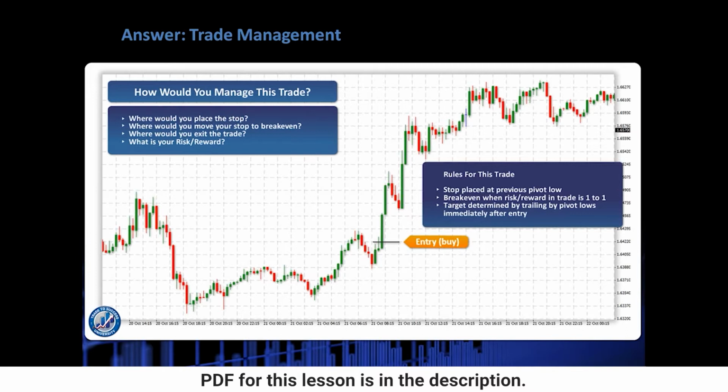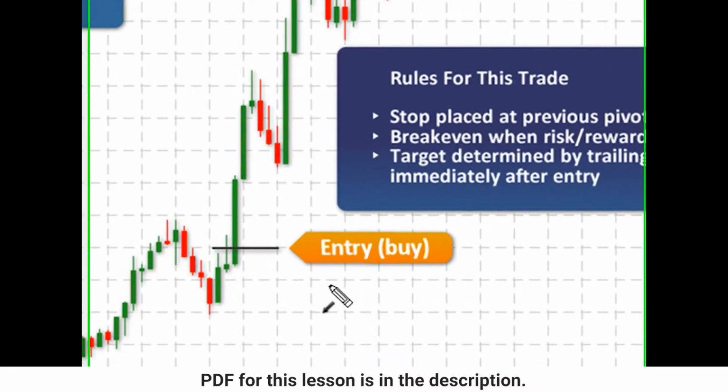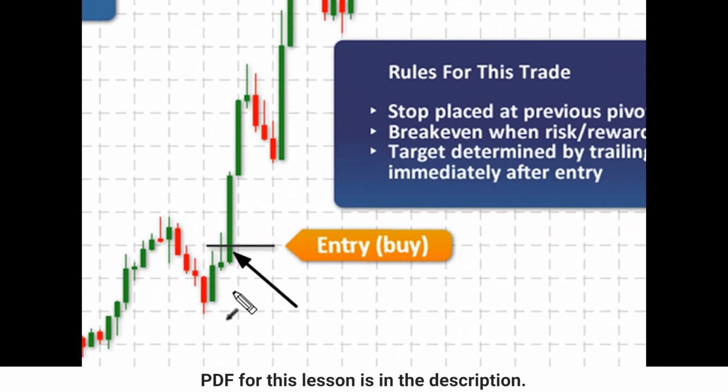So where are we going to place our stop? We want to place it at the previous pivot low. So if this is our entry bar right here, we want to check, going backwards, where is the first pivot low that we find.